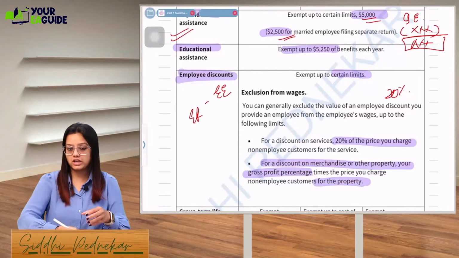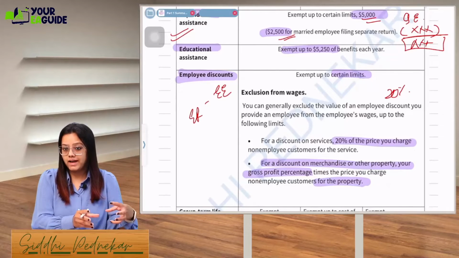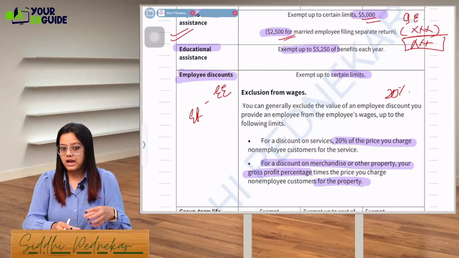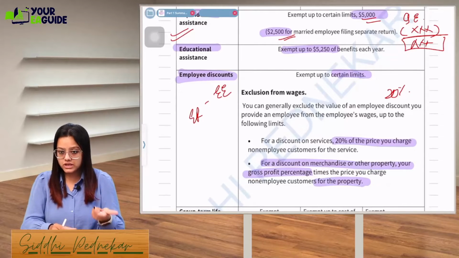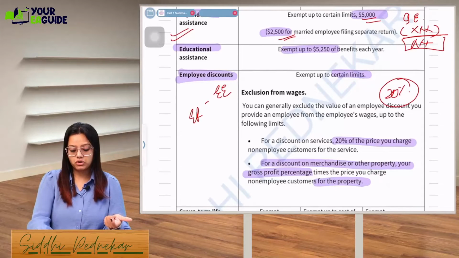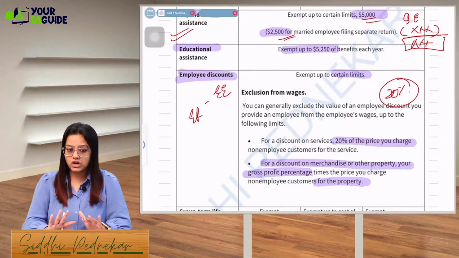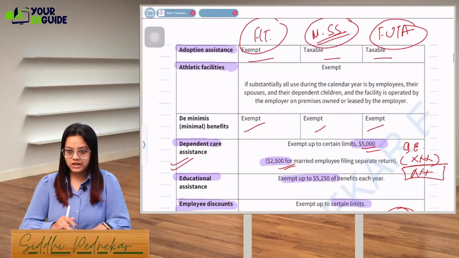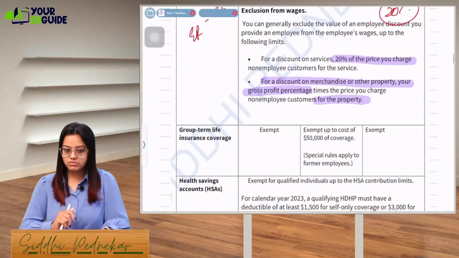Let's say I'm working in any supermarket store. In that store, if I want to buy certain products, I have an employee code, right? Using that, I can get a 20% discount. So that 20% discount which I'm going to get, the employer is not going to charge me any federal income tax, Medicare, Social Security, or FUTA taxes. Okay, this is what it is saying.